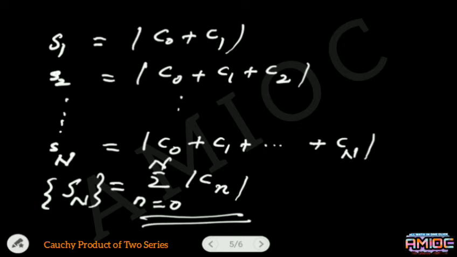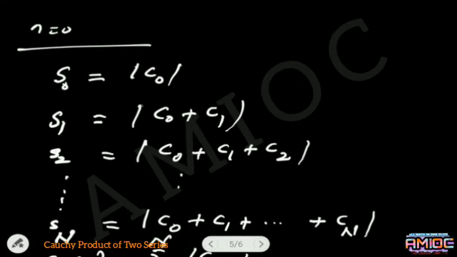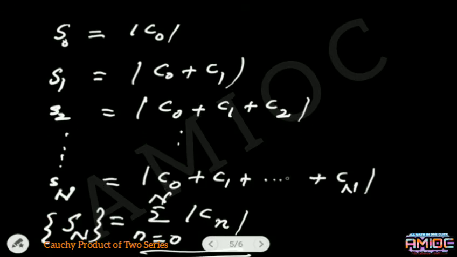The first term is given by modulus of C0, and the second partial sum is given by S1 equal to modulus of C0 plus C1, and the third partial sum is given by modulus of C0 plus C1 plus C2, etc. The nth partial sum is given by modulus of C0, and the (n plus 1)th partial sum is given by modulus of C0 plus C1 plus etc. plus Cn.